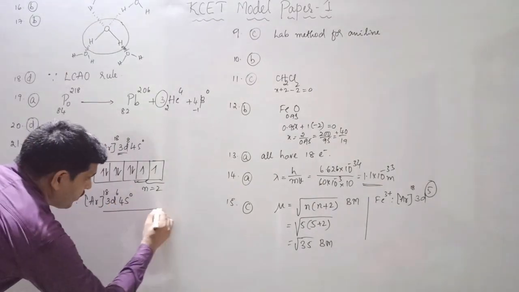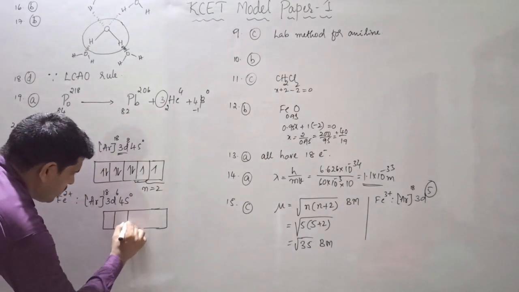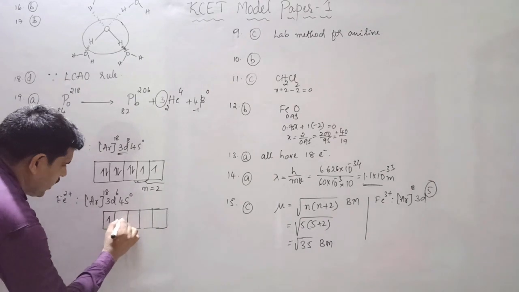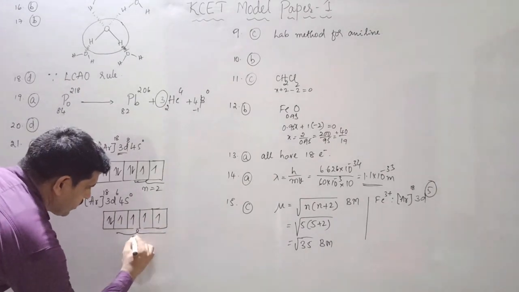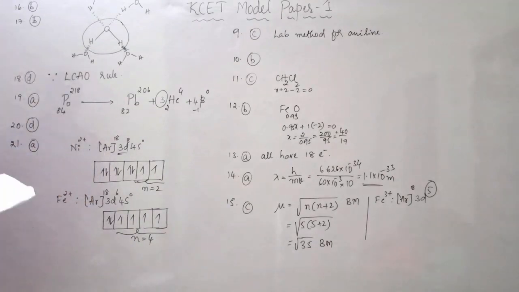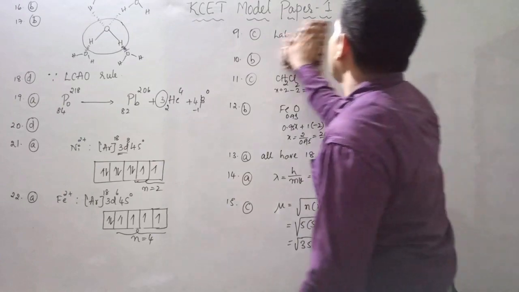Now d6 configuration you write. d6 is here 1, 2, 3, 4, 5. So 1, 2, 3, 4, 5 and 6. How many unpaired electrons are there? n equal to 4. So option A is the right choice for this. Yes. So we have completed 22 questions. Let us move on to the next set.